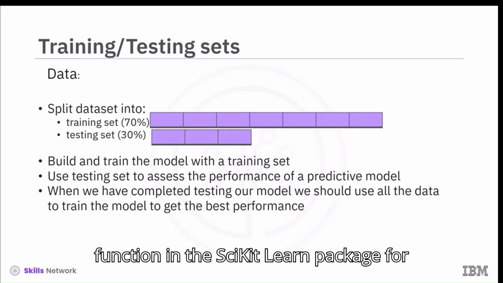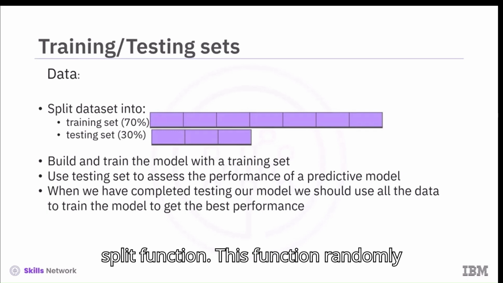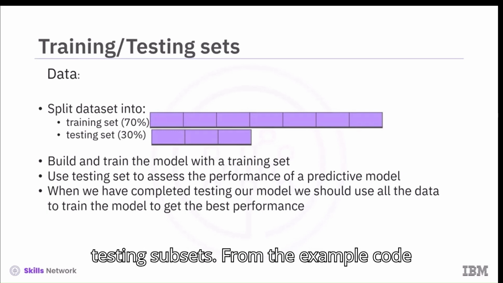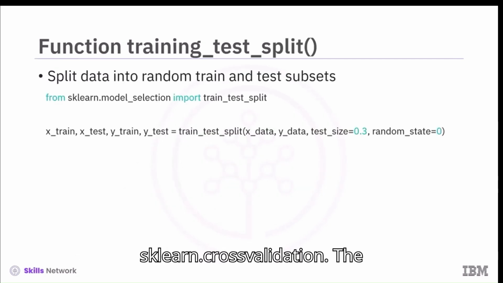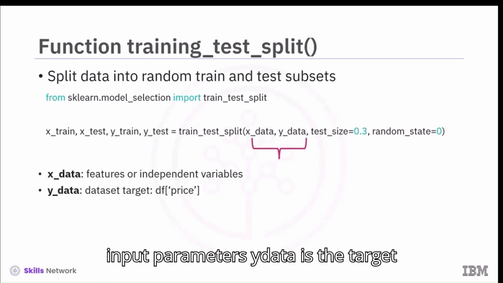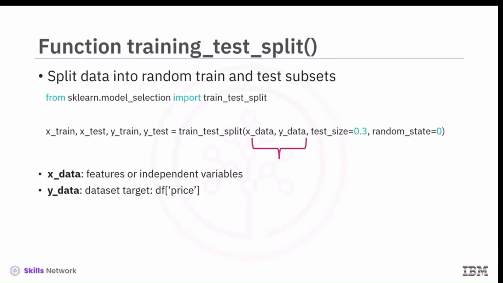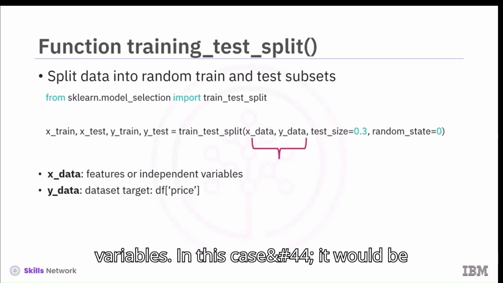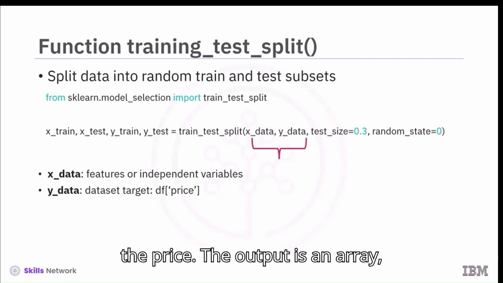A popular function in the scikit-learn package for splitting datasets is the train_test_split function. This function randomly splits a dataset into training and testing subsets. From the example code snippet, this method is imported from sklearn.cross_validation. The input parameters: y_data is the target variable. In the car appraisal example, it would be the price. And x_data, the list of predictor variables. In this case, it would be all the other variables in the car data set that we are using to try to predict the price.